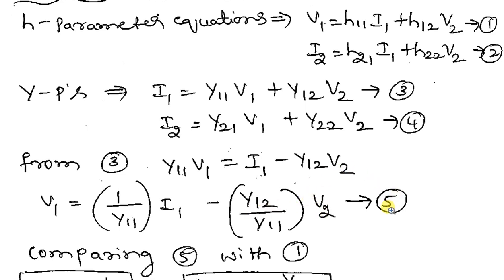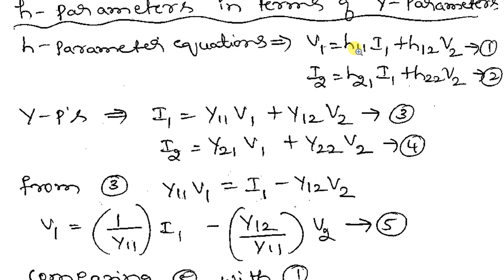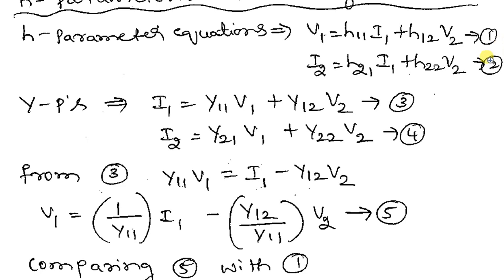So compare equation number 5 with 1. Coefficient of I1 is h11. So h11 is 1 by y11 and h12 is minus y12 by y11. So we are expressing hybrid parameters in terms of y parameters. If you already know the y parameter values, with the use of these conversion formulas, you can find h parameters directly.